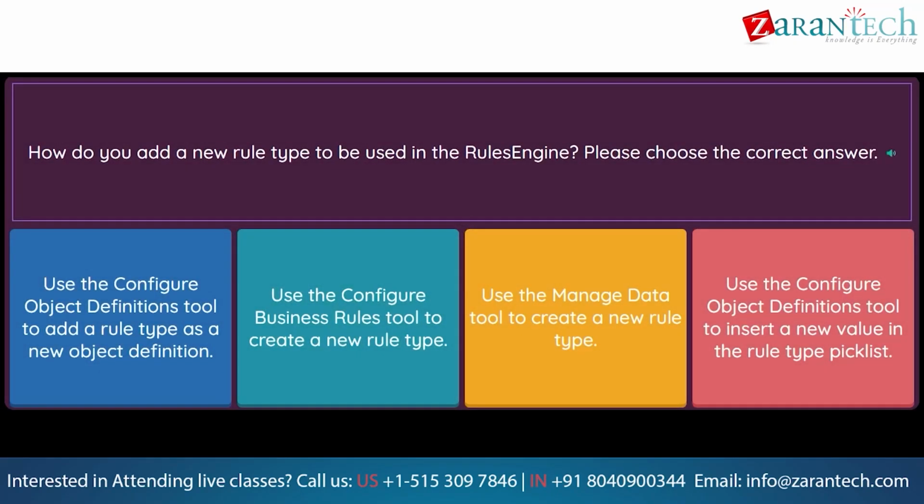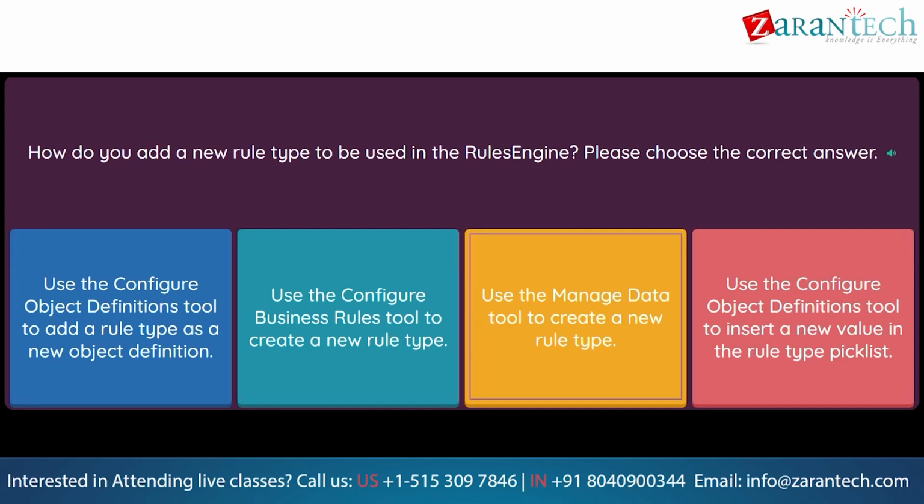Question: how do you add a new rule type to be used in the rules engine? Please choose the correct answer. Option 1. Use the Configure Object Definitions tool to add a rule type as a new object definition. Option 2. Use the Configure Business Rules tool to create a new rule type. Option 3. Use the Manage Data tool to create a new rule type. Option 4. Use the Configure Object Definitions tool to insert a new value in the rule type picklist.